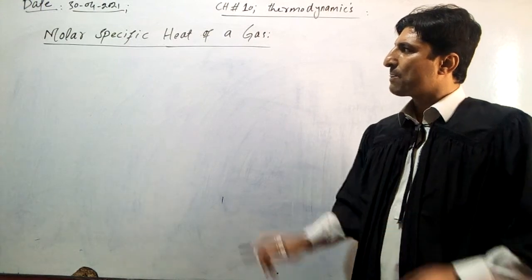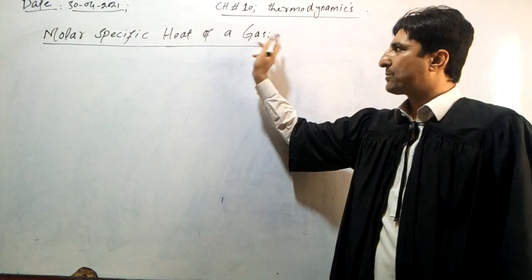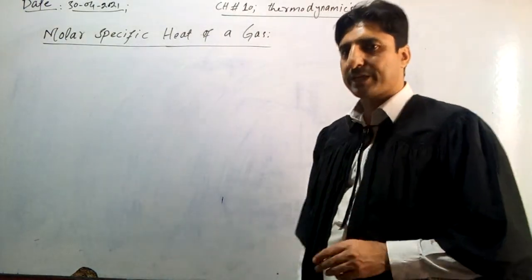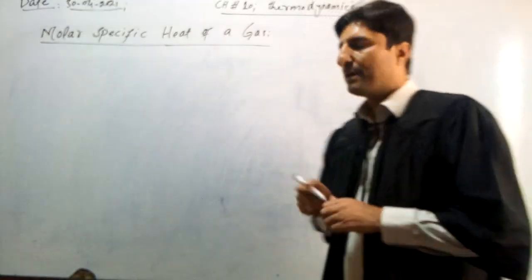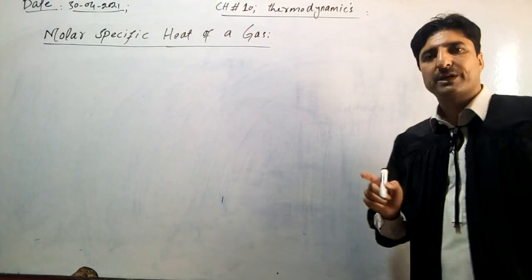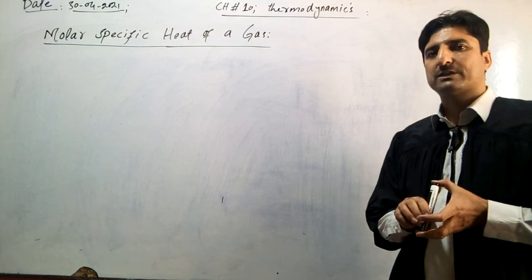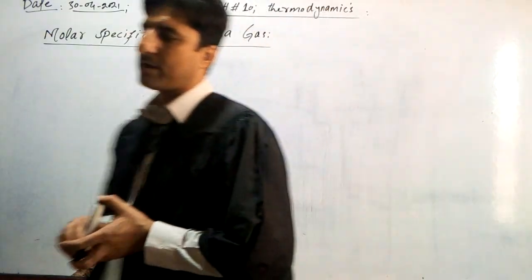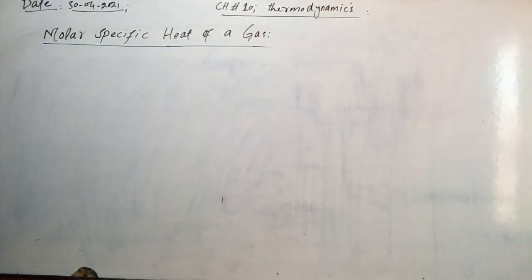So let's start. What do you mean by specific heat capacity of a gas? If we increase the temperature of 1 kg of a substance by 1 degree centigrade or 1 Kelvin, then the quantity of heat required is called specific heat capacity of a gas.